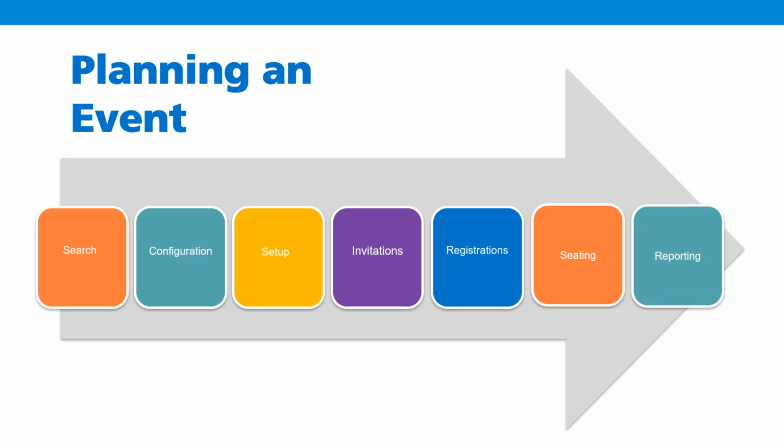Before you add a new event, you should search for the event in your database. Next, configure your event to include the name of the event, start date, end date, sites, and event category. Once you have configured and set up your event, send the invitation. Then accept registrations. Organize seating layout and assign attendees to seats. And finally, to determine the success of your event, you can generate event reports.